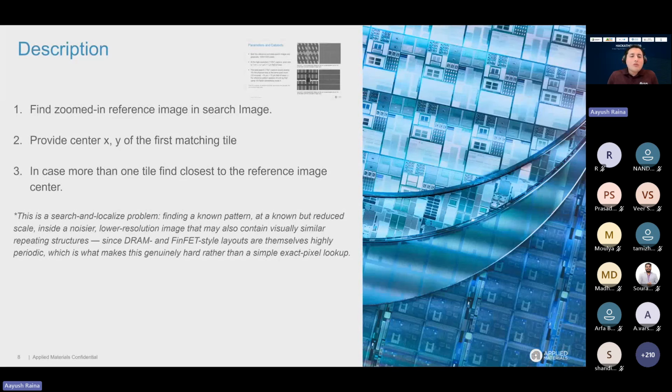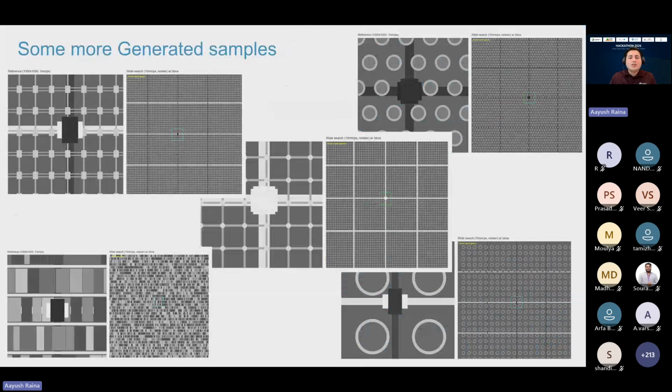Okay, so now we want to zoom in, find the zoomed in reference image in the search image as I talked, and then you tell us where exactly it is present on this tile. So let's say it is matching here. You give me the center of this green box. If this is 0, 0 on the top left, this is what you have to give me. What is the pixel X, Y at which it is hitting?